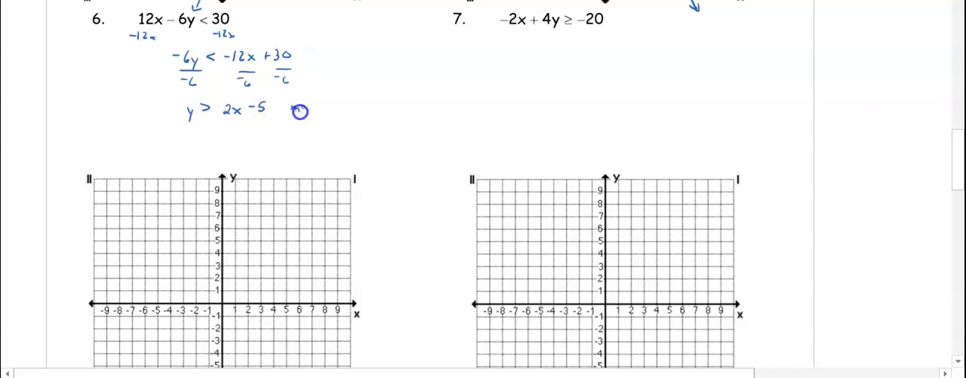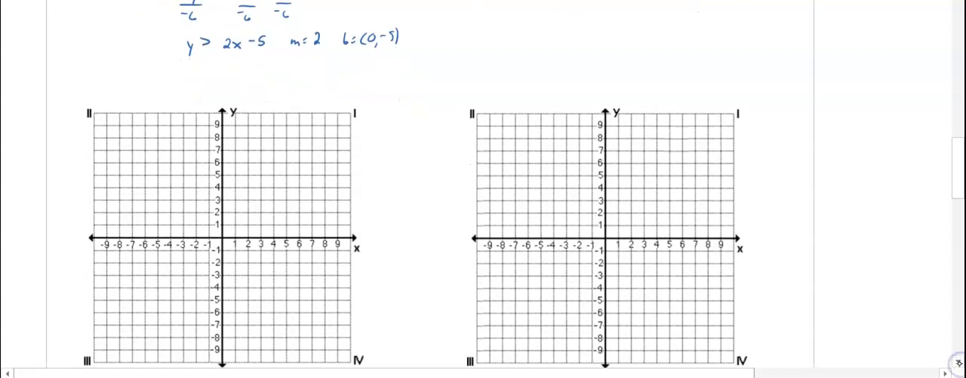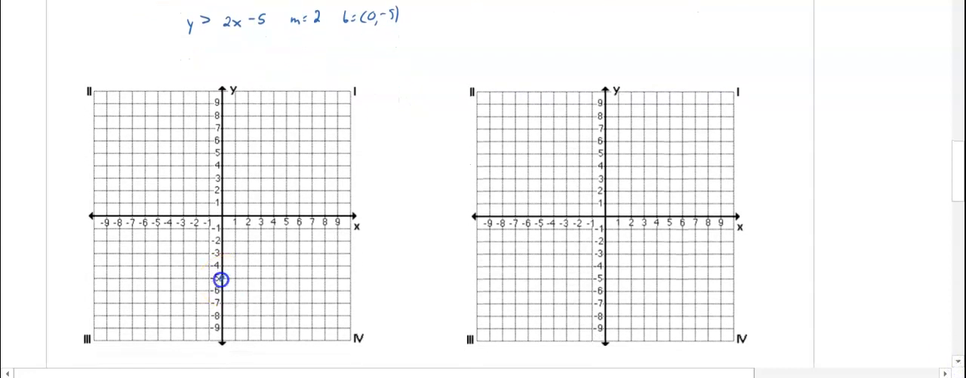2x minus 5. So in this case, our slope is 2. Our b value is 0, negative 5. So on our graph, we're going to start at negative 5. With a slope of 2, we're going to go up 2, right 1, all the way across the graph. We can also go down 2 and left 1 to make a complete graph. Now, because it is a greater than symbol, that means the line is going to be dashed, and we are going to shade above. So we have a dashed line, and then we're going to shade above.